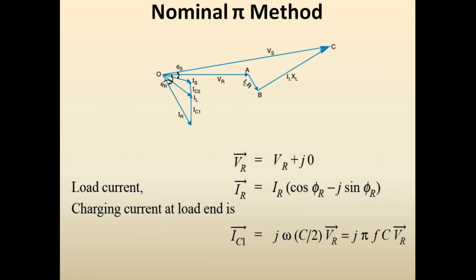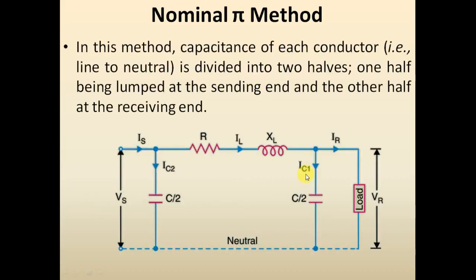Just like in the case of short transmission line and nominal T method, we will consider this vector Vr as the reference vector, and the load is assumed to be inductive in nature. Therefore, this current IR will be drawn lagging vector Vr by phi r degrees. The current vector IC1 will be leading the voltage which is appearing across this capacitor by 90 degrees. Similarly, the current vector IC2 will be leading the voltage appearing across this capacitor by 90 degrees.